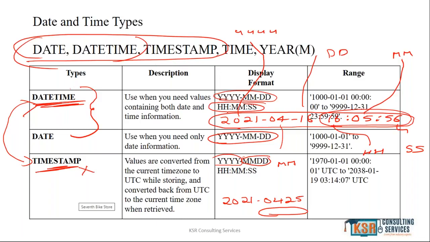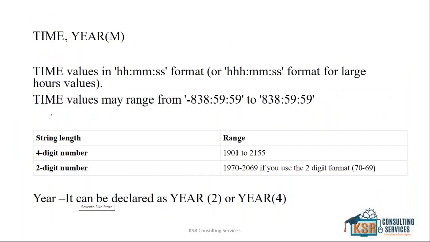Other than that, if you want only time, for example from morning to night, from 12 o'clock to 12 o'clock, whatever is happening, and you want to store only the time: 12:45, 1:45, 1:50, 4:50, 4:55, 9:30, 9:35, 10 o'clock. This is all time. Forget about the date. If I want to store only time, I will use time as a data type.